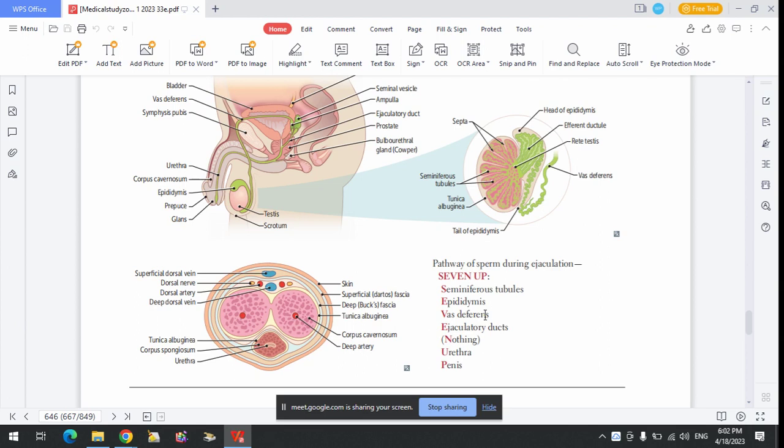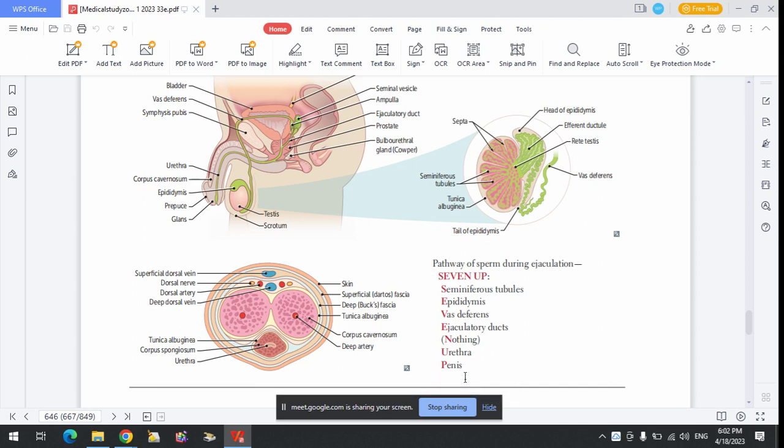Epididymis is directly connected to the vas deferens or the ductus deferens. From the ductus deferens, they empty into the ejaculatory duct. The ejaculatory duct is the one that will go and empty into the prostatic urethra. Once it gets to the prostatic urethra, it's already in the urethra. Then it comes out through the penis. That is it. Very easy.